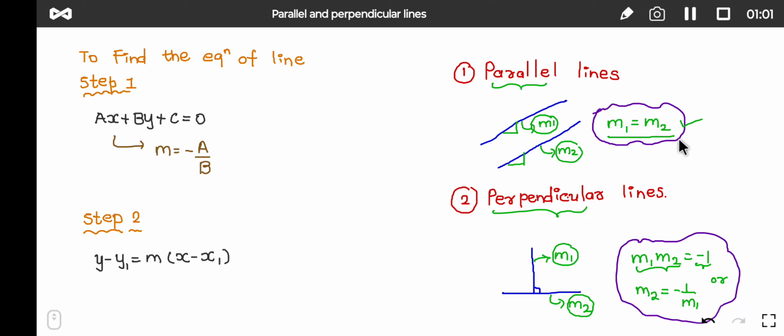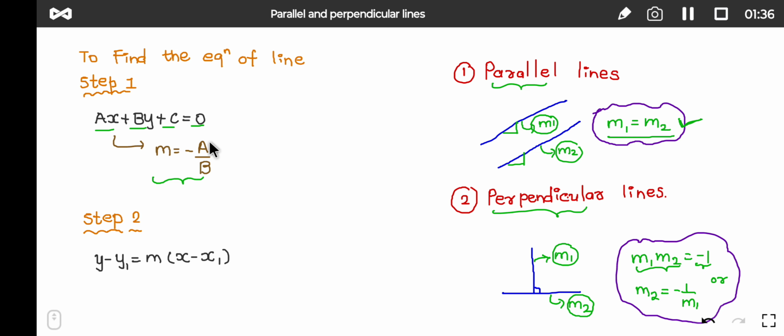Keep these two results in mind. When the lines are parallel, slopes are equal. When lines are perpendicular, we have to use the other result. Now look at the steps to find the equation of the line. The first step: whatever line is given, the standard form of the equation of a line is ax plus by plus c is equal to 0. Find the slope from that given line, which is m is equal to minus a upon b.